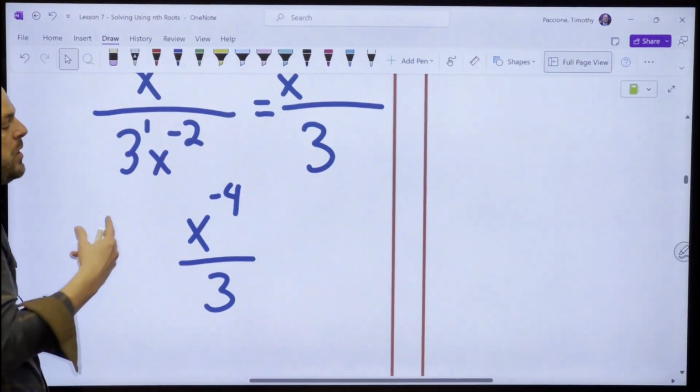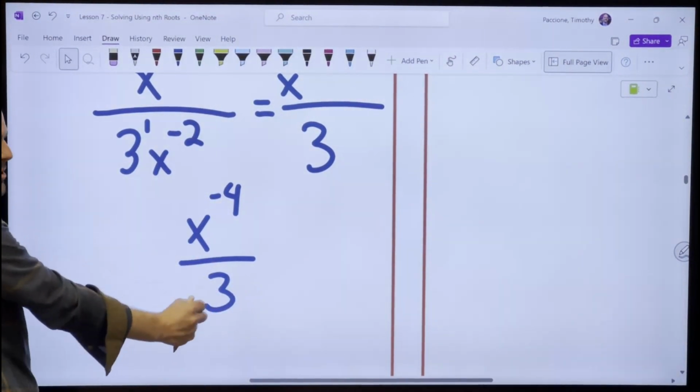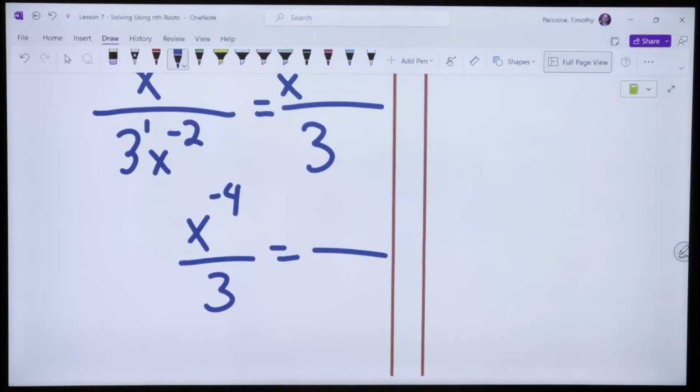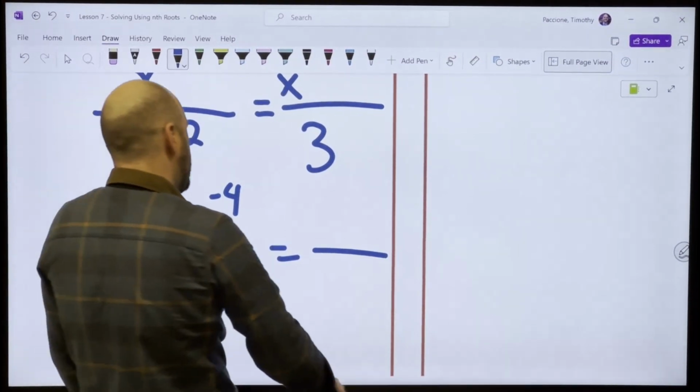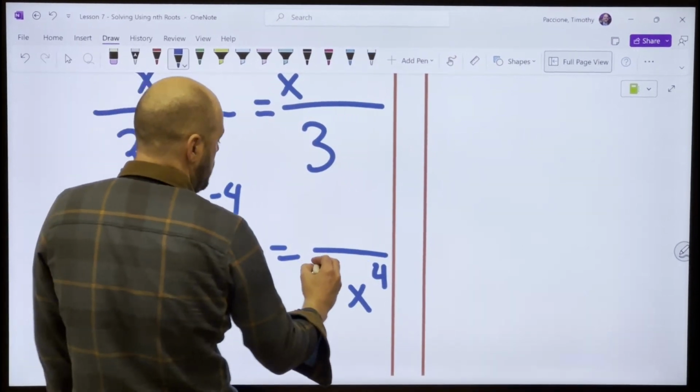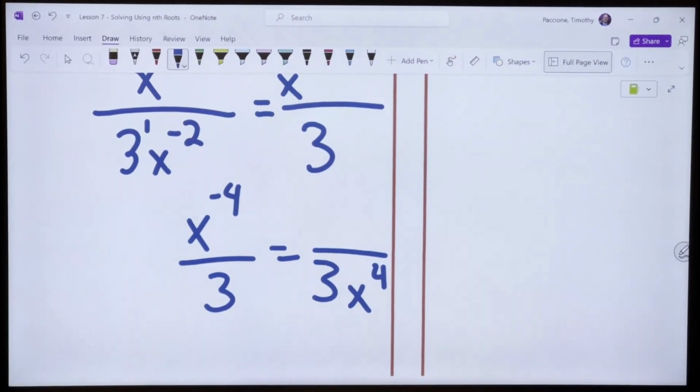Same thing as last time. All the x's are combined, all the numbers are combined. I just do that little who's unhappy, who needs to move, right? What needs to move? X to the negative 4 has to go down and become positive. Is a 3 moving? Nope. So then there's nothing left on the top. 1.